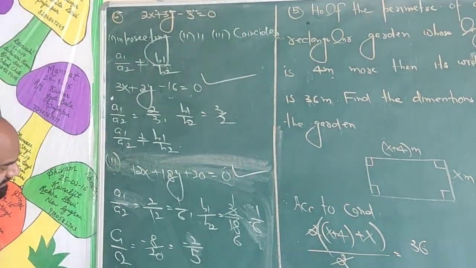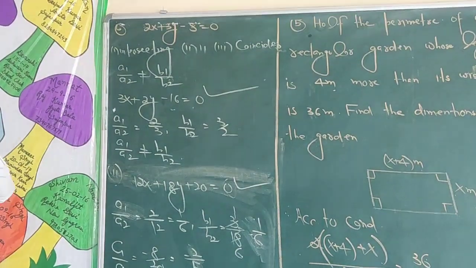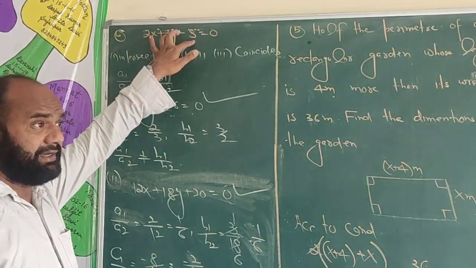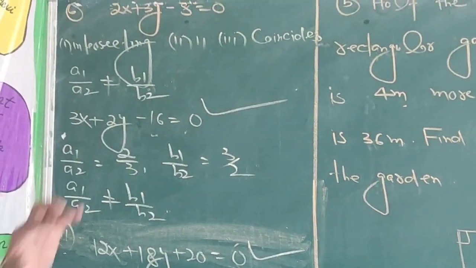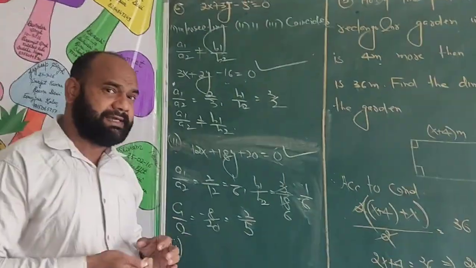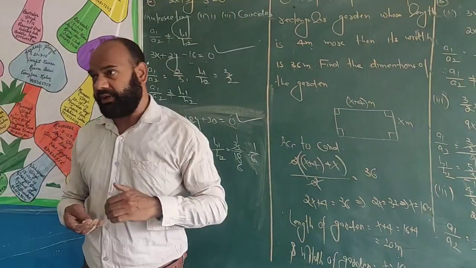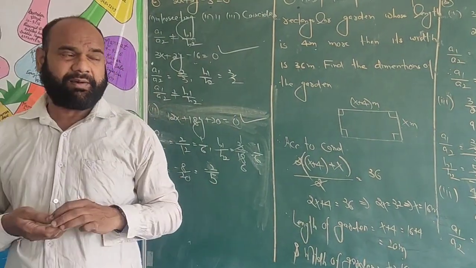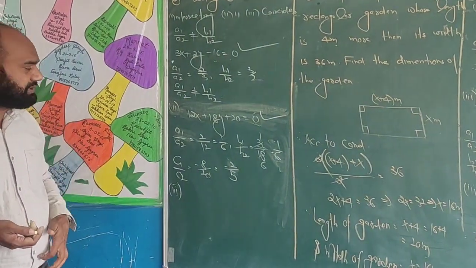Next, the third part is: write the equation which coincides with this line. There are also infinite types of equations which coincide with this line. We know when any two lines coincide, then all the ratios are equal. All the ratios means a1 upon a2 equal to b1 upon b2 equal to c1 upon c2.